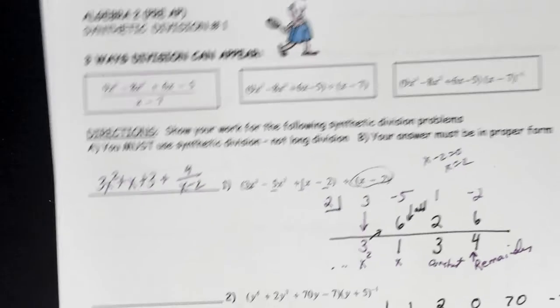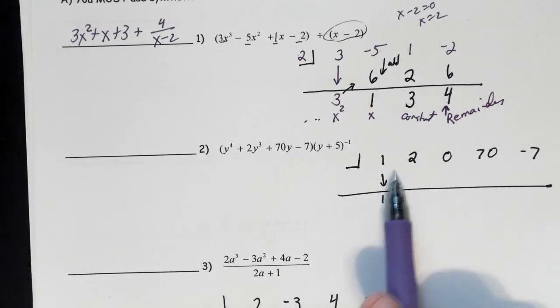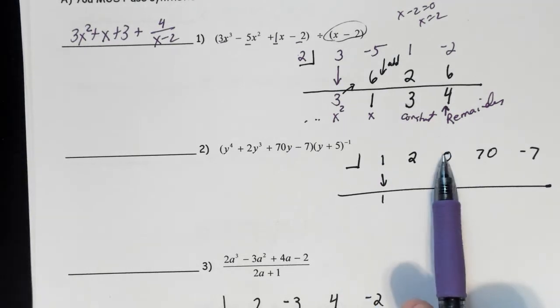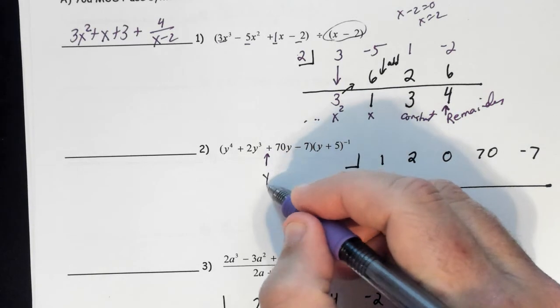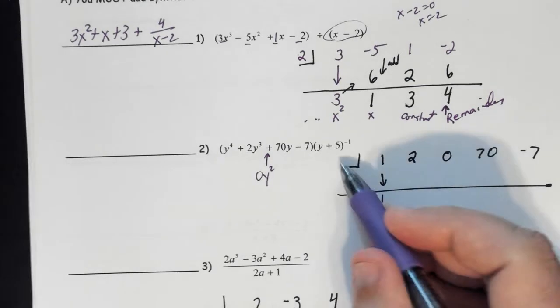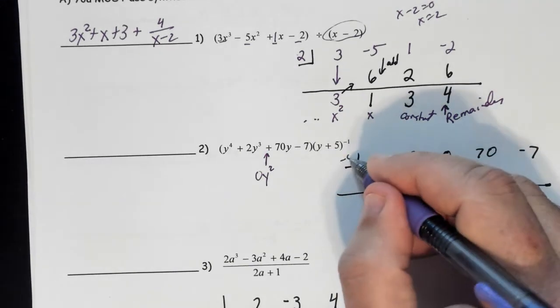So let's look at number 2. I've already got it set up, and I've got these numbers here. Here are my coefficients, and notice the 0. Where did the 0 come from? Well, there's no y squared, so we put a 0 y squared, anything that has an empty space. We do that with long division too if we have to. So what number would make this divisor, what we're dividing by, 0? It would be a -5.